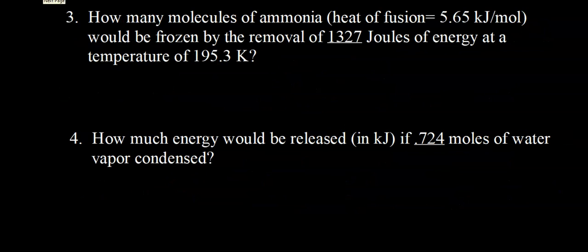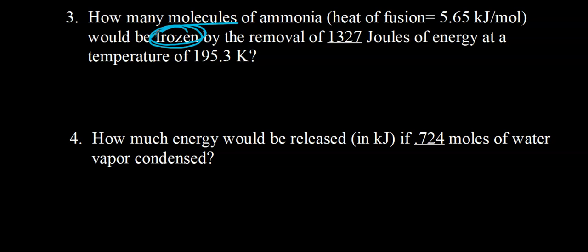All right, next one. How many molecules, we're looking for this time, of ammonia would be frozen? Keyword: frozen. Freezing is exothermic, so you have to take energy out in order to turn a liquid into a solid. That's what your freezer does. In fact, it takes energy out of water or foods. Removal of 1,327 joules of energy at a temperature of 195.3 Kelvin.